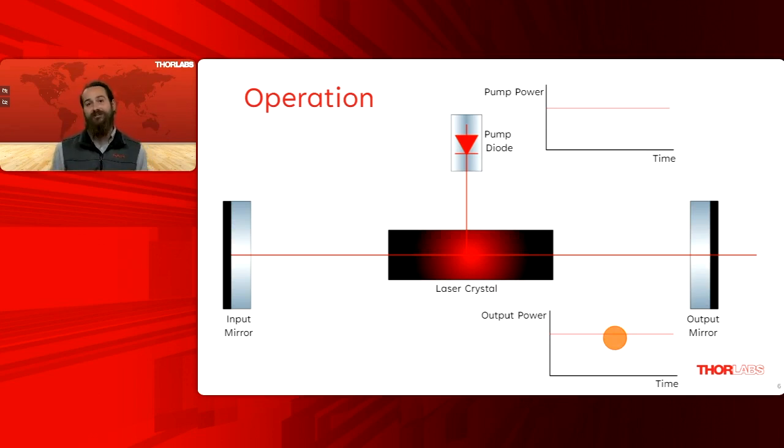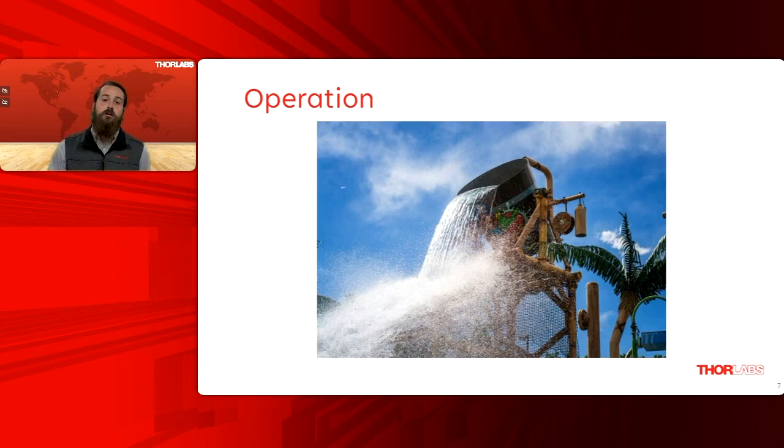Now, that's all well and good, but what if I'm not getting enough power for my application? What if I've got some high peak power application and the CW laser just won't do? Well, that's where you need a Q-switched laser.